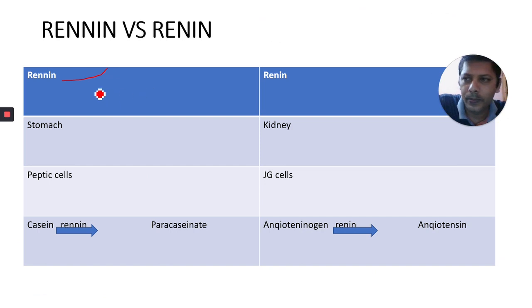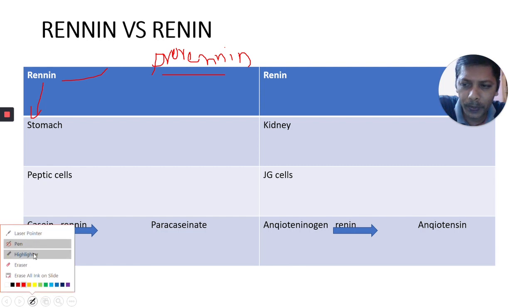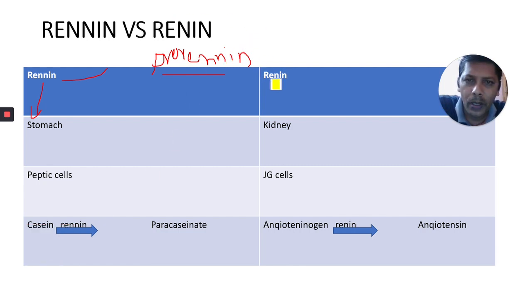Rennin is produced in the stomach in the form of prorennin. It is produced by cells called chief cells. Chief cells are otherwise called peptic cells. Peptic cells produce rennin, and this renin is produced in the kidney. Rennin is produced in the stomach, renin in the kidney. Rennin is produced by peptic cells, renin by JG cells.